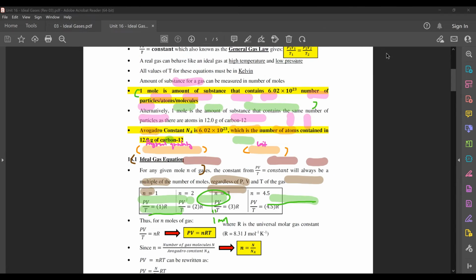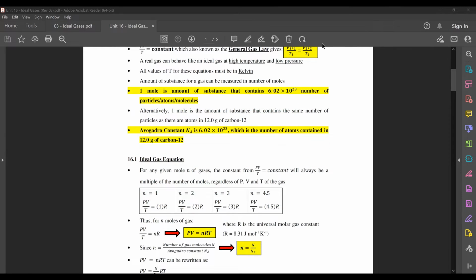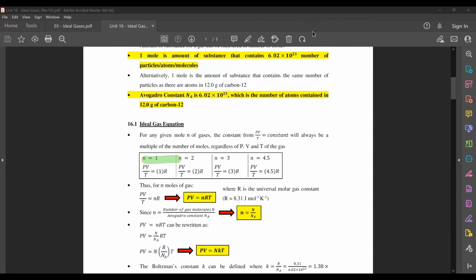Okay. Next, you move on to your ideal gas equations. Now, for your ideal gas equation, there are quite a number of equations that you will have to learn, as well as their derivation. The most straightforward one that you will first learn is PV equals nRT. Now, just now it was mentioned to you that for any ideal gas, the gas will obey PV over T equals a constant.